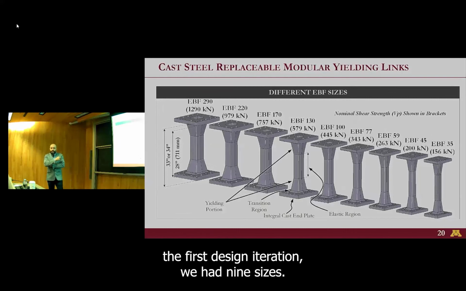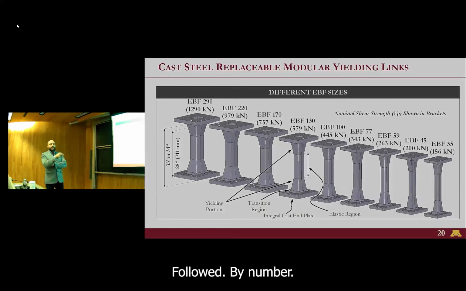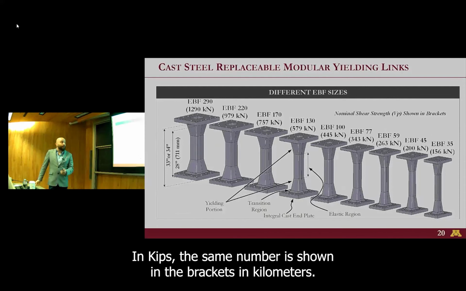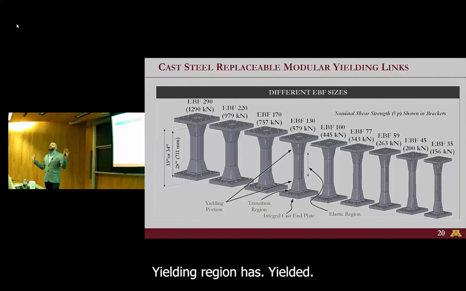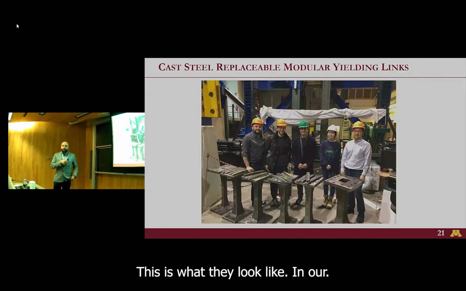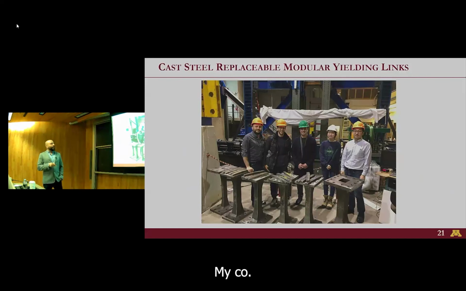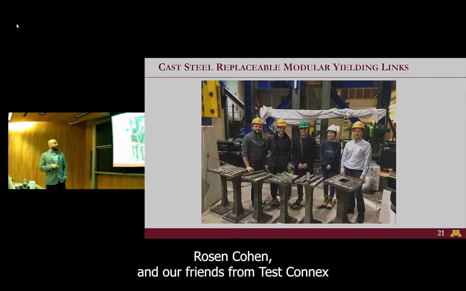So in the first design iteration, we had 9 sizes. I'm showing them with EBF followed by a number. That number is the nominal shear capacity of the link in kips. The same number is shown in the brackets in kilonewtons. So that means the shear load at which the entire yielding region has yielded. This is what they look like in our structures lab. My co-advisor, Professor Osan Kwan, and our friends from CastConnex.